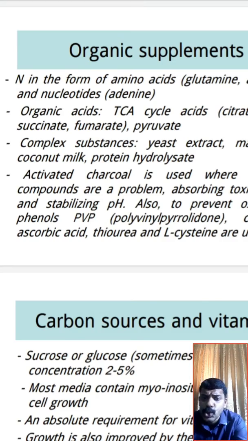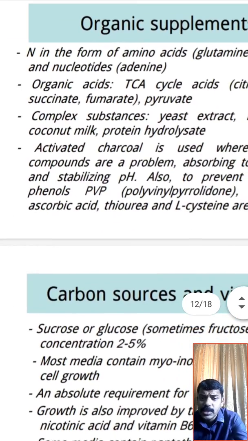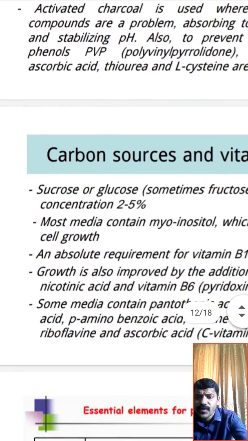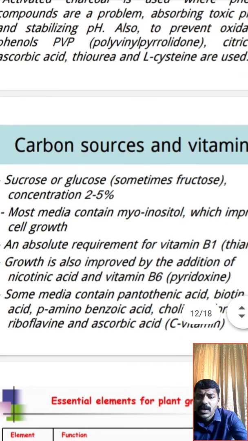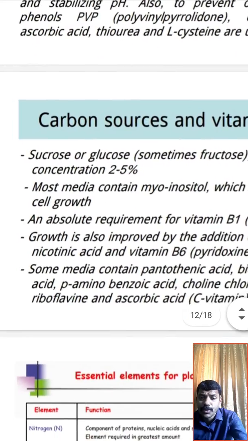Activated charcoal is used where phenol-like compounds are a problem. Absorbing toxic pigments can be done using activated charcoal. We will talk about carbon source and vitamins. So the source is glucose, sometimes fructose, in a concentration of 2 to 5%. Most media contain myo-inositol, which improves cell growth.